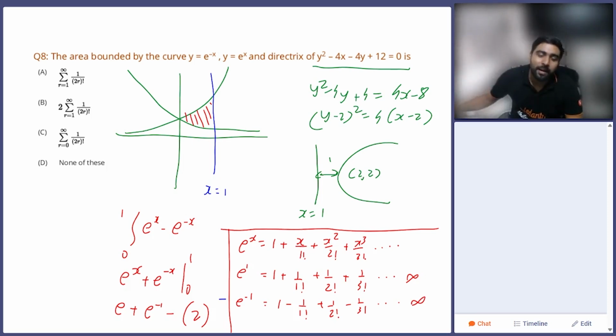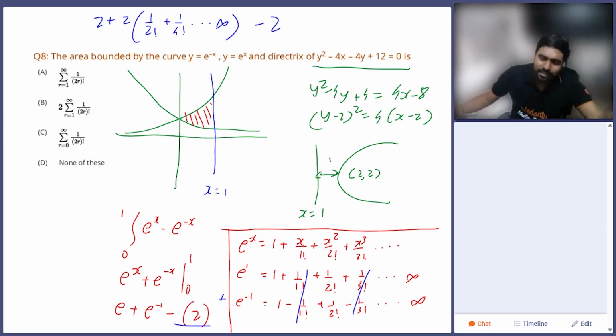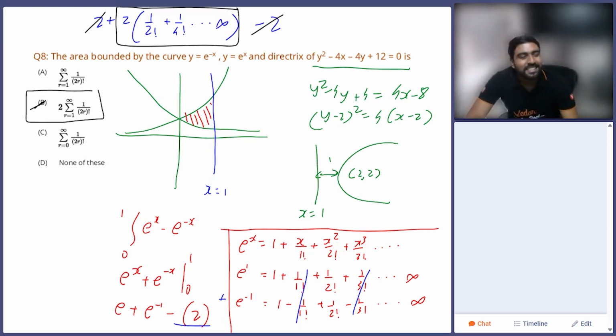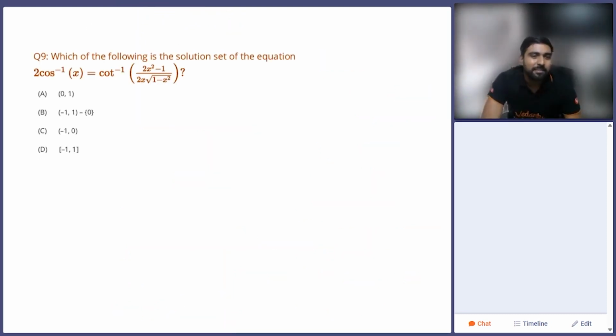So if you add the two of them up, all the odd terms will get cancelled out and you have 2. But what will happen with the 2? So let me write this like this: 2 plus 2 times 1 upon 2 factorial, 2 times 1 upon 4 factorial, and then there is a minus 2. Why did I keep that 1 plus 1 separate? Because of this minus 2. So we can cancel both this 2 and minus 2 over here, and you simply have 2 times 1 upon 2 factorial plus 1 upon 4 factorial till infinity. That's 2 times summation 1 upon 2r factorial from r equal to 1 till infinity. This is the basic idea. Option B will be the answer for this question. Clear and simple basic question over here.